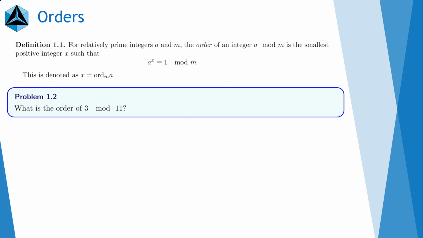If you're not familiar with orders, this definition may seem very weird to you. So to get a little familiar with it, let's look at a quick example. What is the order of 3 mod 11? Using our definition, the order of 3 mod 11 is the smallest positive integer x such that 3 to the power of x is congruent to 1 mod 11.